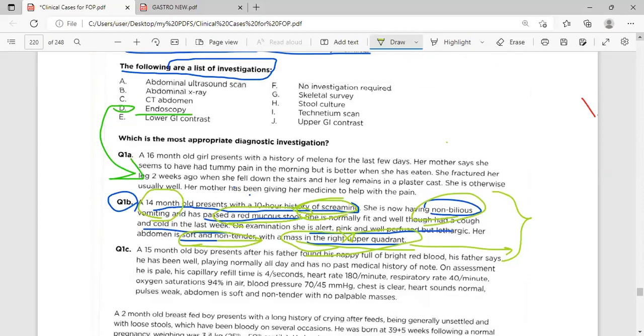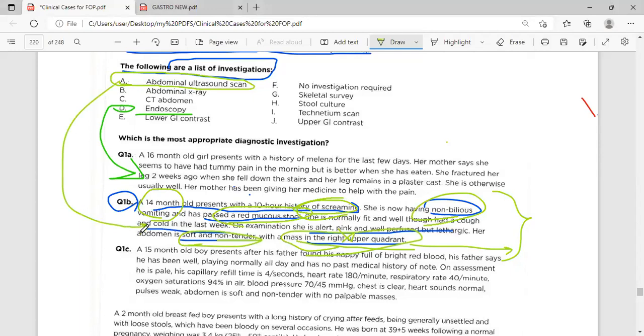And what investigation will you go for in intussusception? How will you diagnose? Abdominal ultrasound. Yes. Ultrasound of the abdomen will show signs of intestinal obstruction. First of all, the choice of investigation, if we are suspecting a case of intussusception, is abdominal ultrasound. So the choice of investigation is abdominal ultrasound.